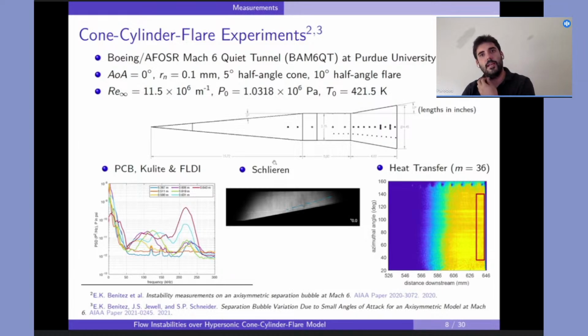They also did schlieren, so you can even see the boundary layer and the shocks in this flow. And they also did heat transfer measurements, and that's where they started to see some three-dimensional structures downstream of the flare. Around here, this is where the window is, and they see these streaks after separation. So all of these measurements we can use to understand the physics in this case.